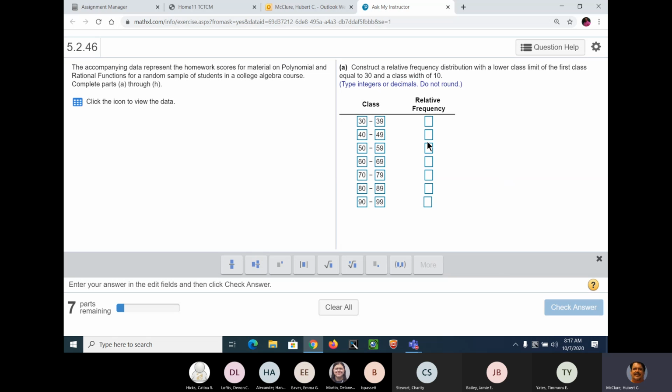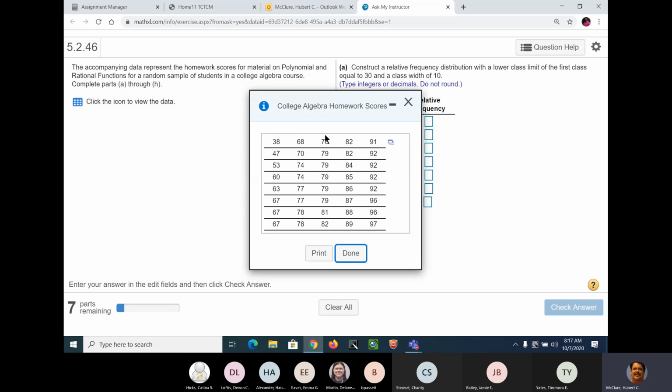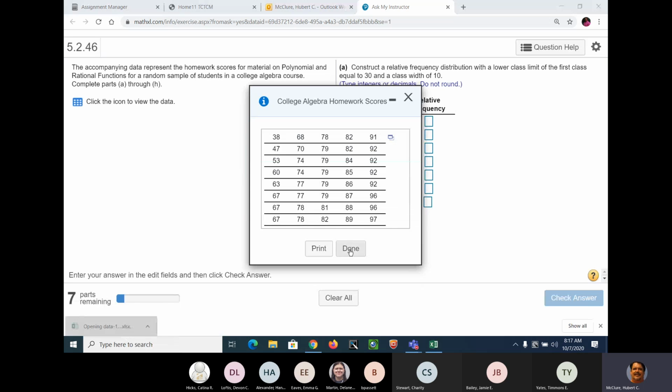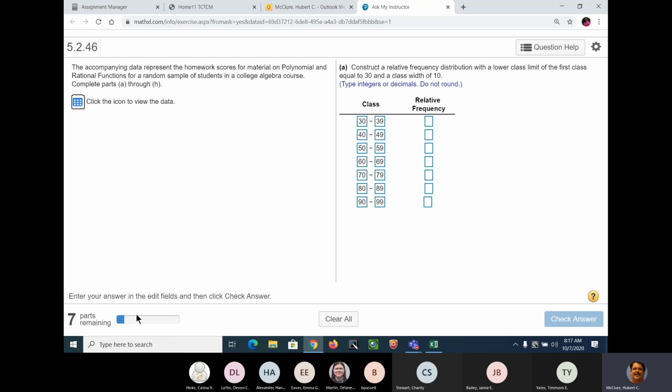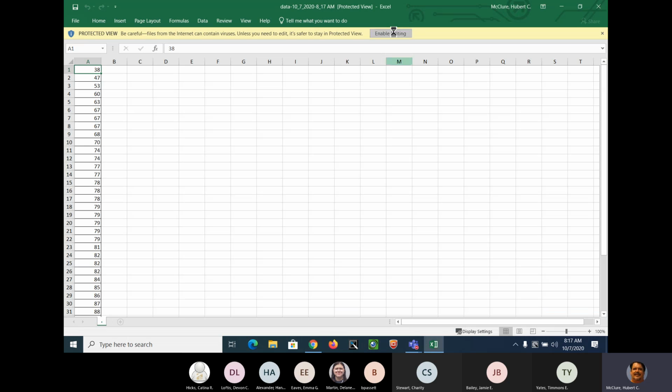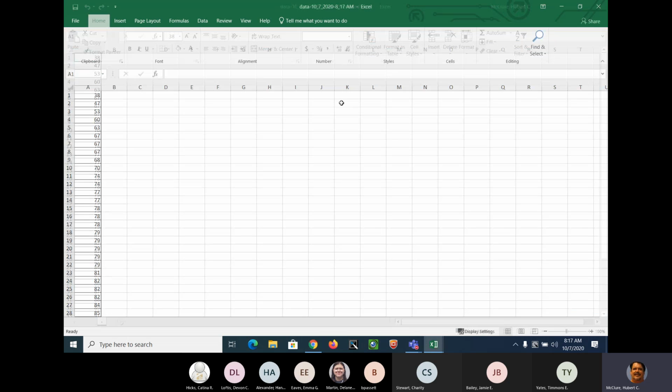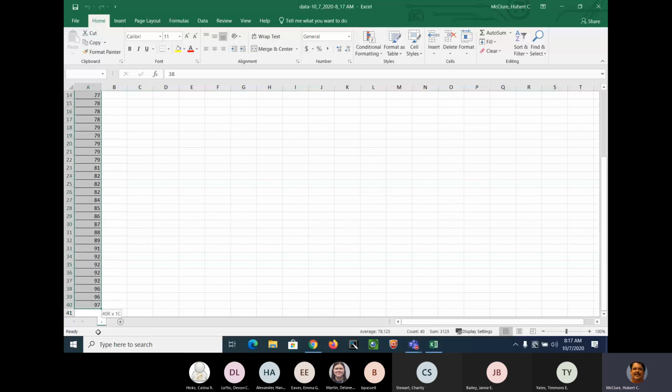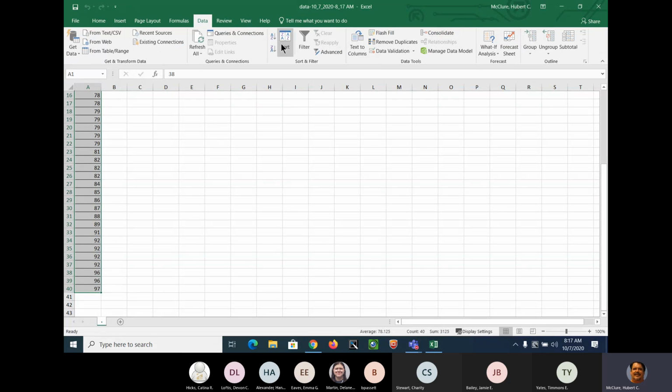Okay, now the relative frequency is going to come from your table. And I'm going to do it in Excel, but there's your table. You need to put it in order. So the first thing I'm going to do is check and make sure everything's in order. Okay, now I'm going to put it in categories.